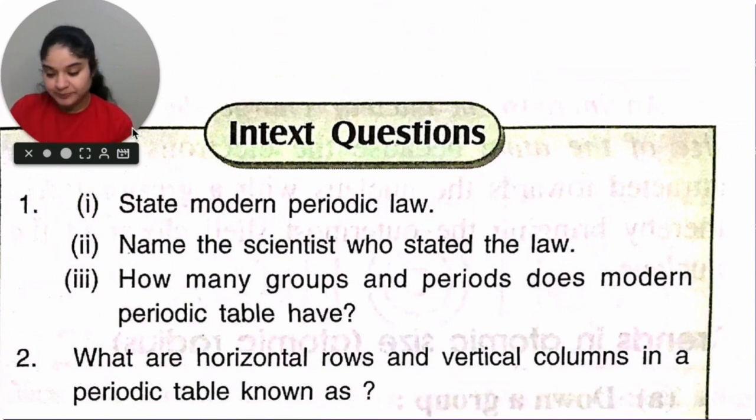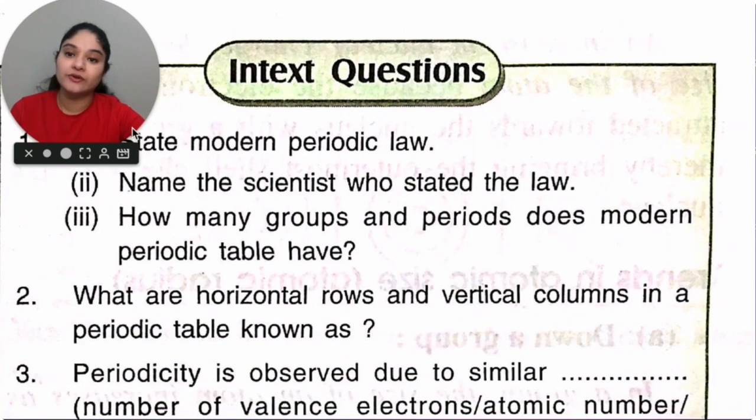Now the next is, name the scientist who stated the law. The scientist is Henry Moseley, who told us about the law. How many groups and periods does a modern periodic table have? You have 18 groups and 7 periods in a modern periodic table. When we move on, the next is, what are horizontal rows and vertical columns in the periodic table known as? Horizontal rows are known as periods and vertical columns are known as groups.